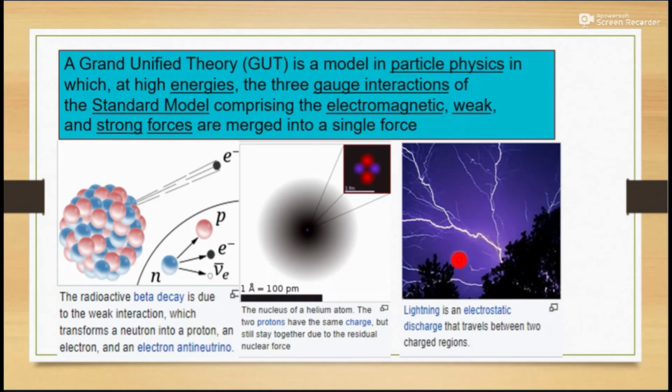And the electromagnetic force: electrostatic discharge, such as lightning, is due to the collision of high clouds and winds in the sky, which produces high electricity, and they produce sparks and electricity. This is the electrostatic discharge traveling between charged regions. These 3 forces are discussed in the grand unification theory, and the inventor of this physics is the great scientist Dr. Abdul Salam.